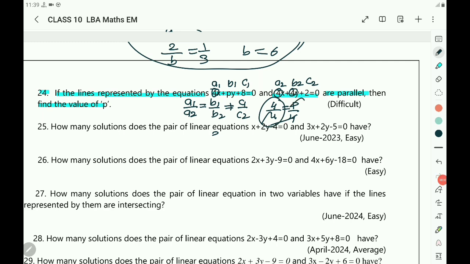4 by 4 is equal to P by 4. By cancelling 4 on the denominator, you will get P equals 4. Then you take the next question.